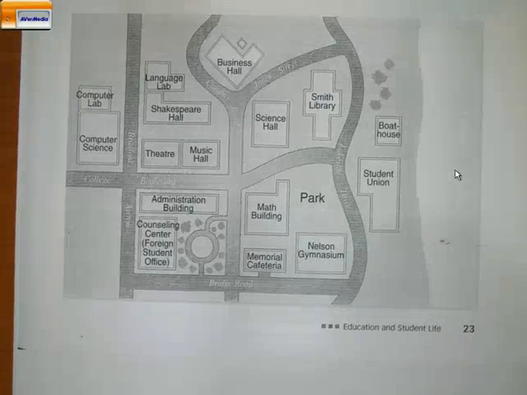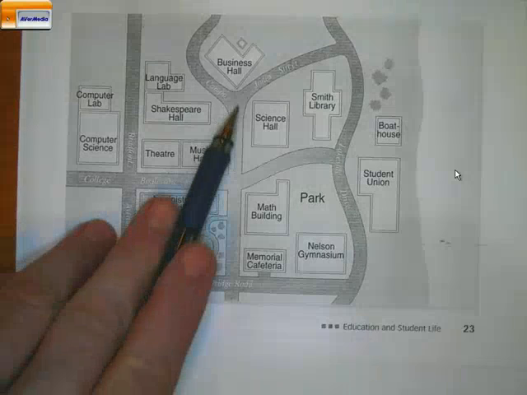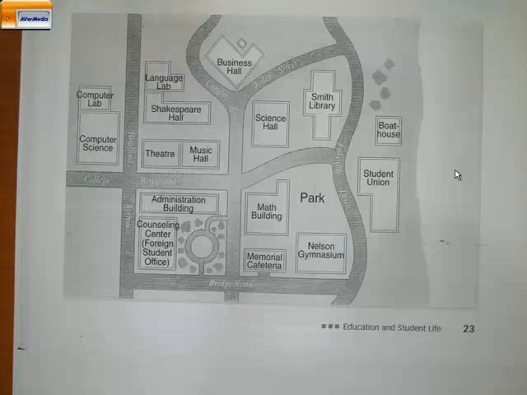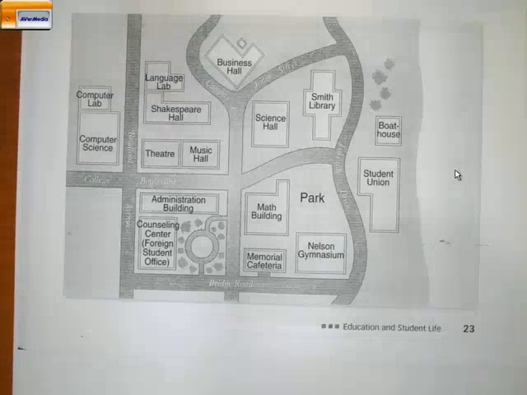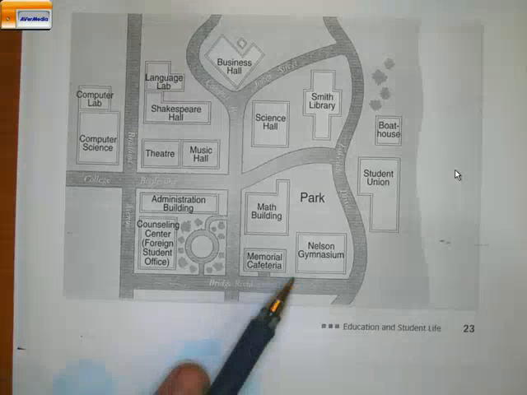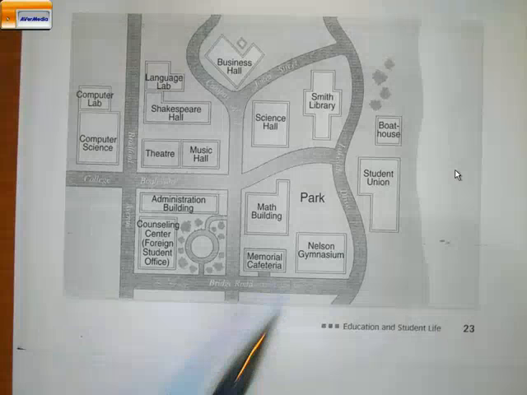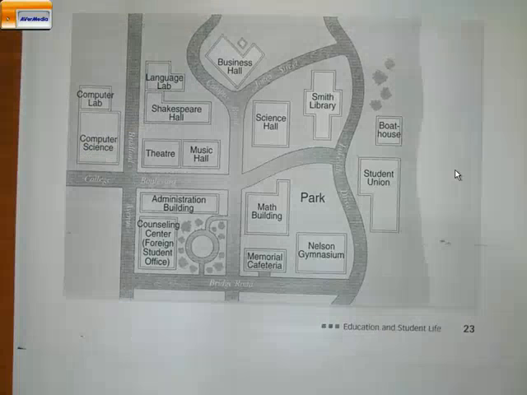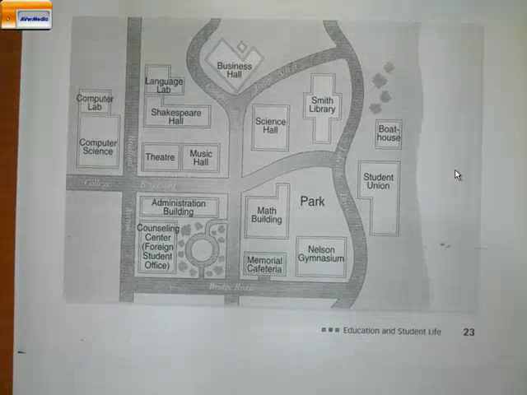Number 3, the business hall is at the intersection of Campus Road and Jones Street. Well, yes, there they are, the two streets. That is the intersection, so we're going to say that is true. Number 4, Memorial Cafeteria is in the middle of the block on Bridge Road. Oh no, that is not true, because you see it's on the corner. It's not in the middle. This would be the middle of the block. The Shakespeare Hall, for example, is in the middle of the block. So that we're going to say that is false.